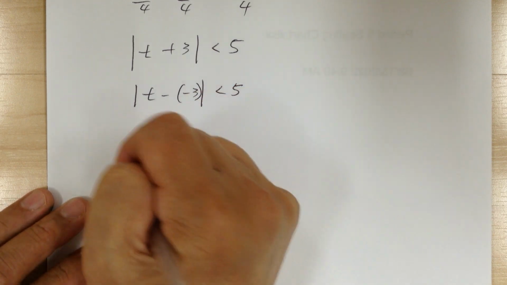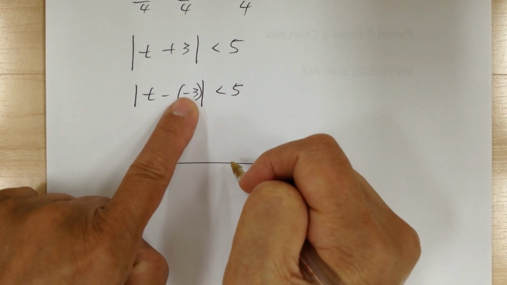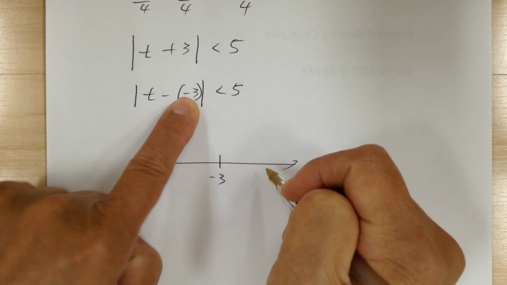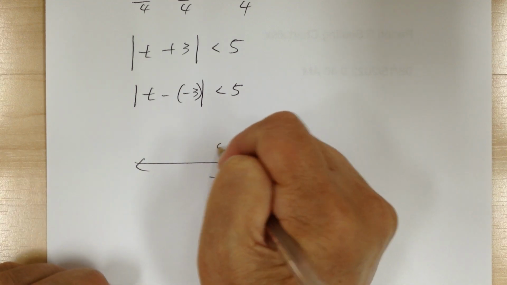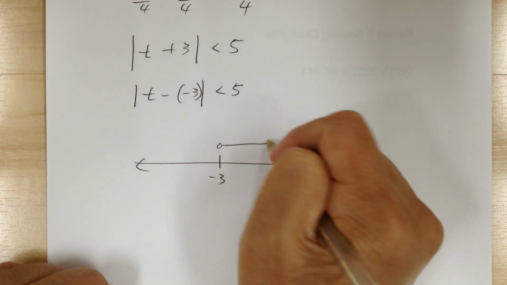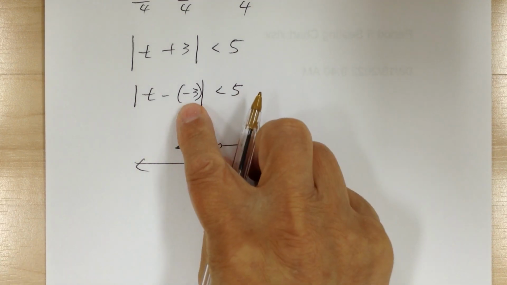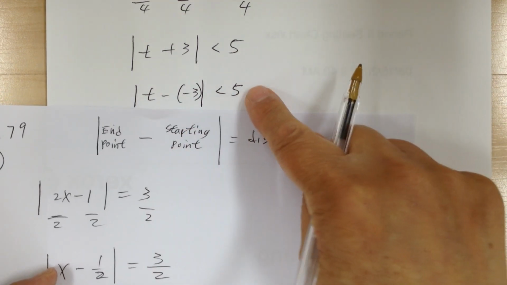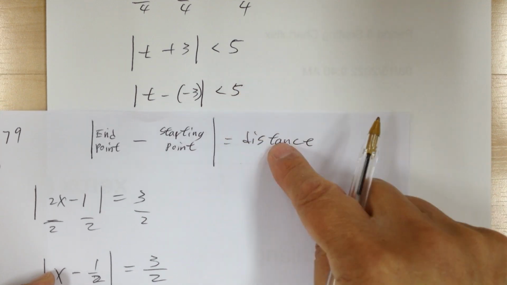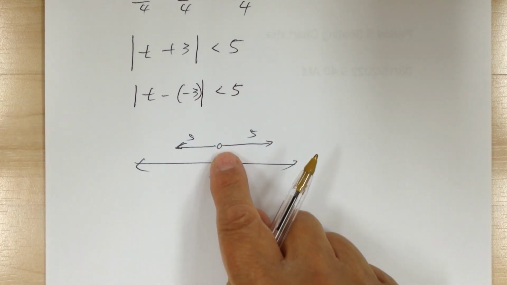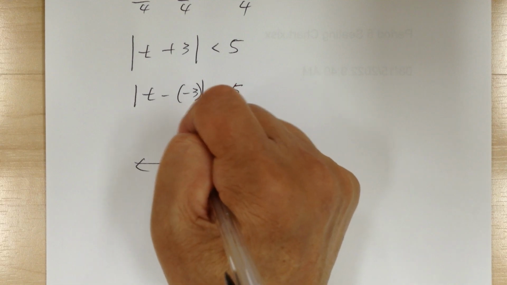Okay, and then you sketch your graph. Your starting point is negative 3. Your distance is 5. It's an open circle, so you have to go 5 this way and 5 this way. Again, that's your starting point, and that's your distance. So starting point, you go 5 this way, you go 5 this way.